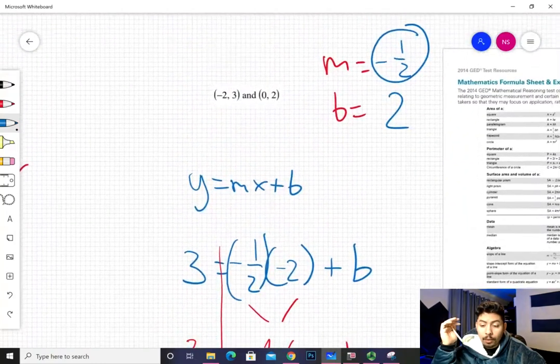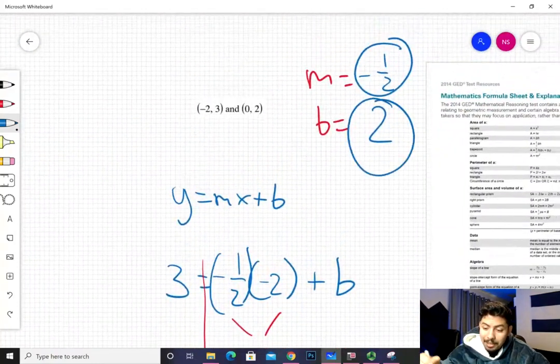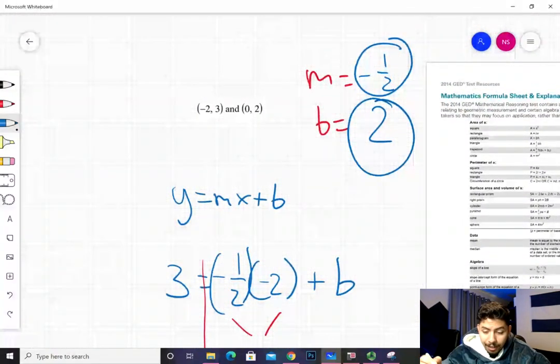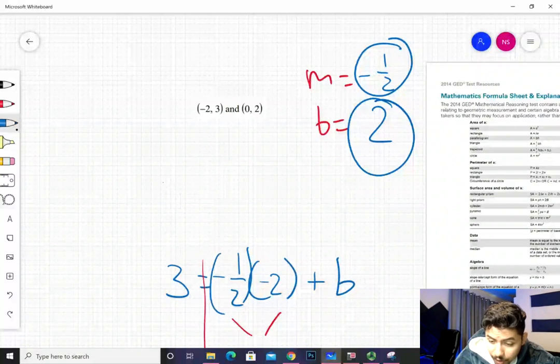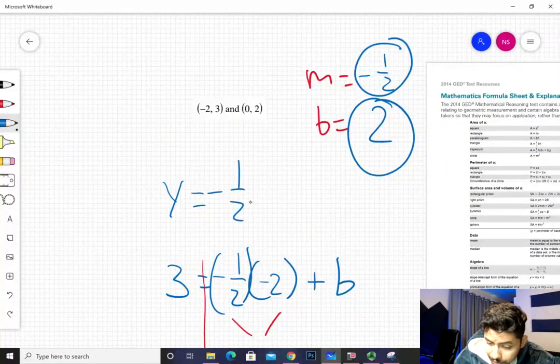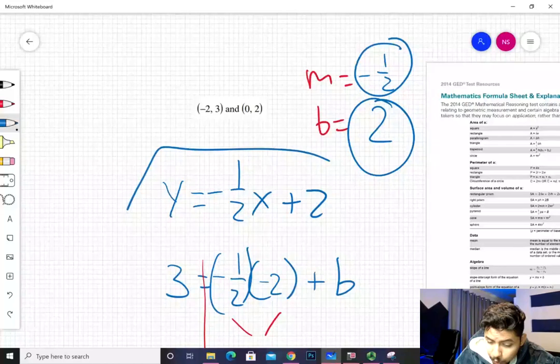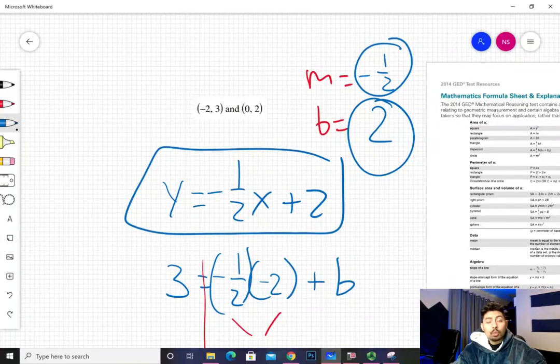Oh, wait, no. So we've come up with our m and our b. Remember, always write your final answer in y equals mx plus b format. So in the worksheet, you've got to make sure you write it out in that format. You have to do y equals -1 over 2x plus 2. This would be your final answer. This is what I want to see on the worksheet, okay?